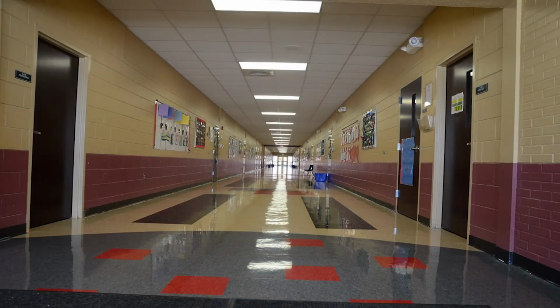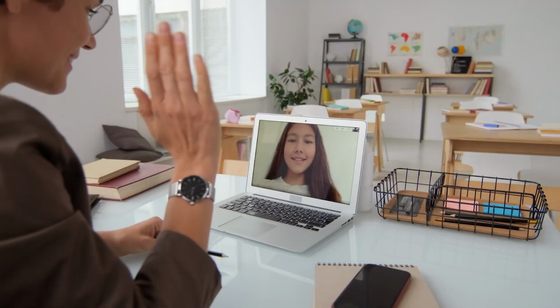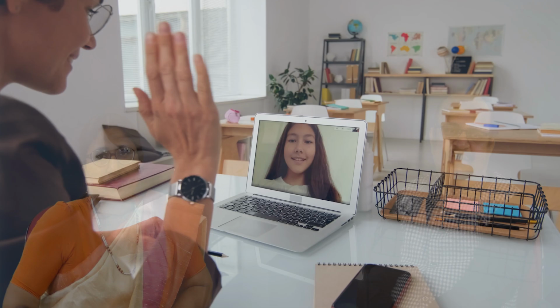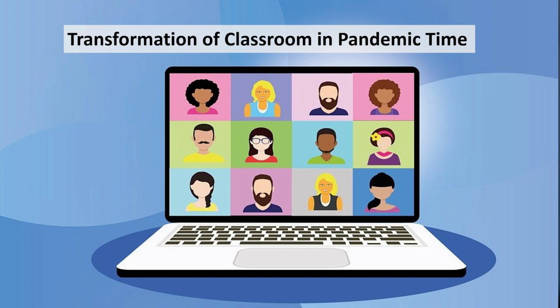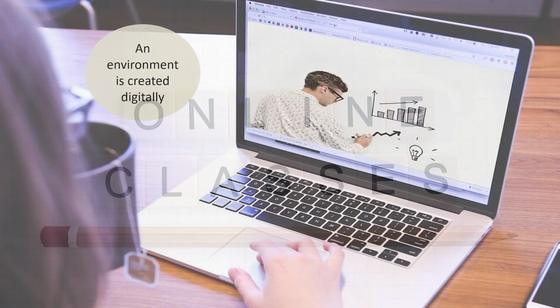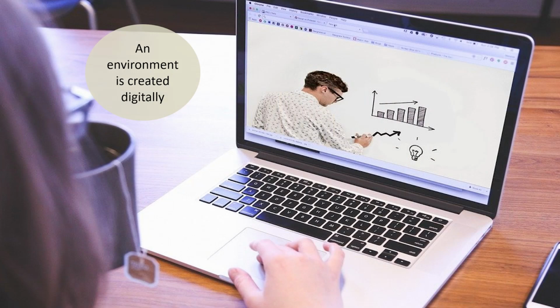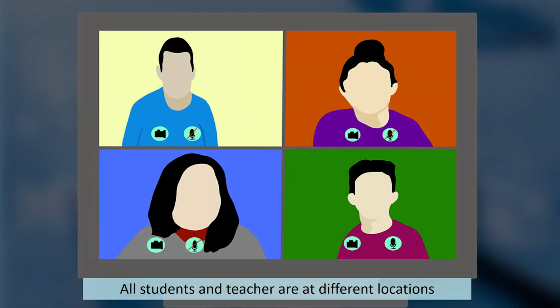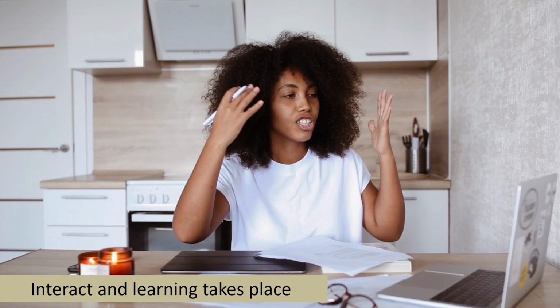But from the last 1.5 years, the whole concept of classroom has changed. Due to COVID-19 situation, we all know that schools remained closed for almost 1.5 years, and students were confined to their homes, and teachers were engaged in conducting online classes. Now, in the pandemic situation, in order to have remote learning, teachers are engaging in online classes, and they are having an environment which is digitally created, and all students and teachers are placed at different locations, and that is how interaction is taking place and learning is taking place among students.